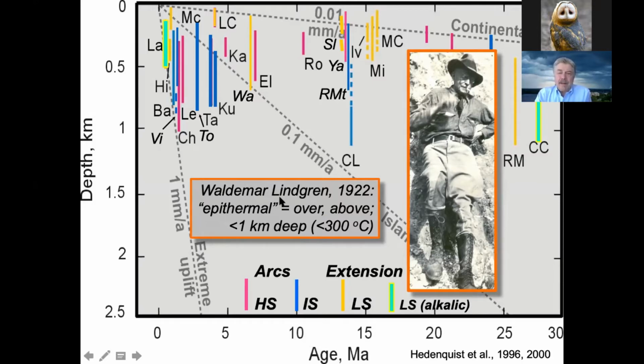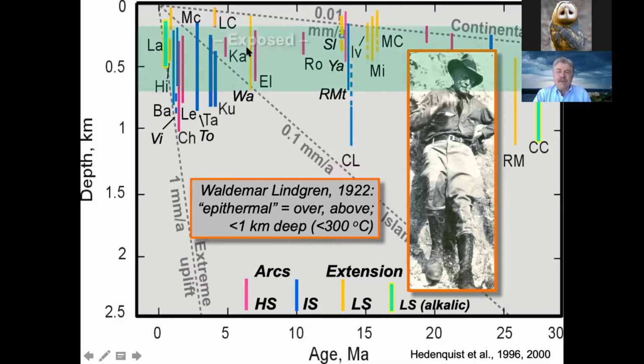And epi is Greek for over or above. So that's why he used the term epi, and thermal meaning temperature, over or above thermal waters in the upper kilometer. Well, we see that these veins, in the case of extension environments, low sulfidation veins, form at very shallow depths, maybe up to the paleosurface. These other arc-hosted veins often are a few hundred meters depth.